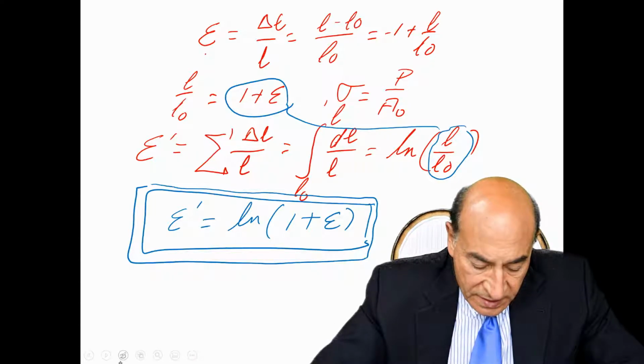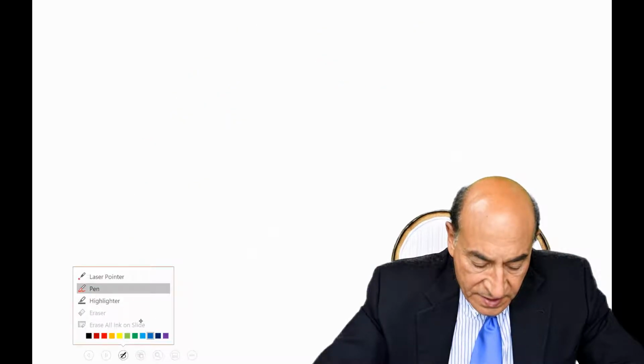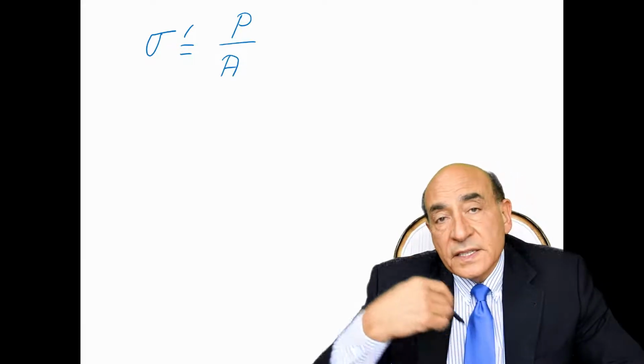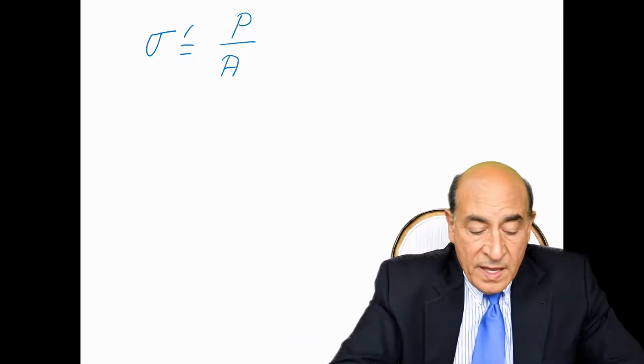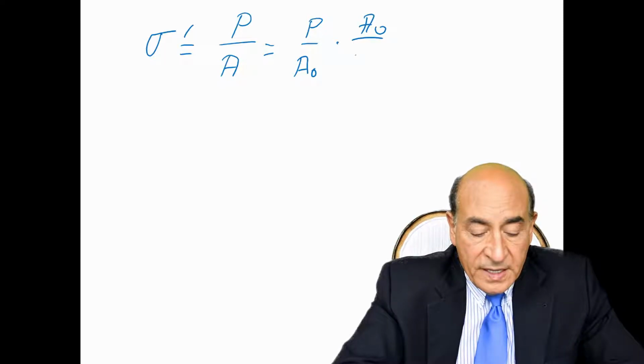Next, I'm going to look at the idea of stress. The true stress, sigma prime, is equal to the load divided by the current area. The current area, I'm going to call it A. And therefore, I can write it as P divided by A0 times A0 divided by A.